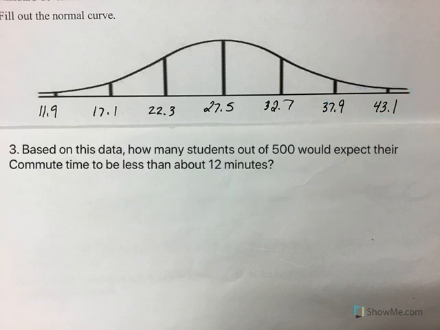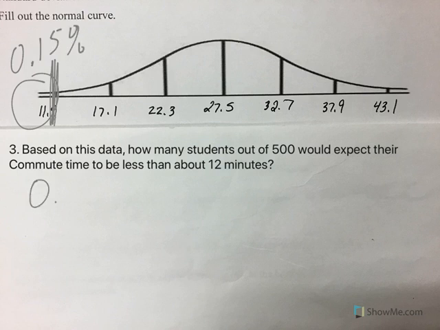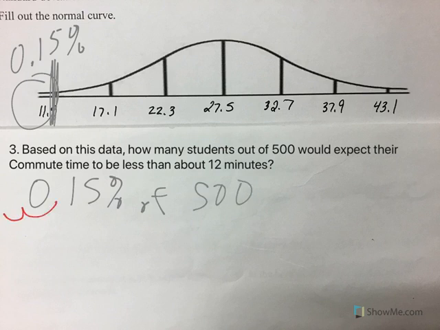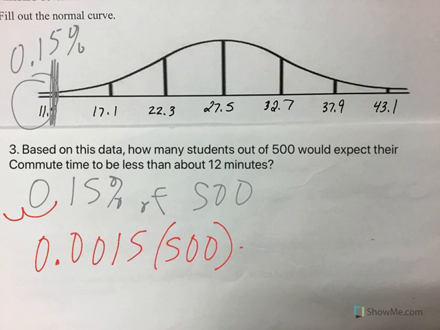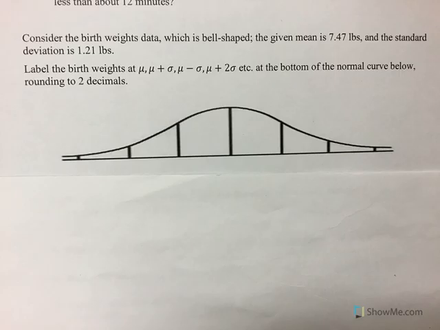Based on this data, how many students out of 500 would we expect their commute time to be less than about 12 minutes? Well, here's about 12. Less than that is 0.15%. So we're looking for 0.15% of 500. So let's change this percent to a decimal by moving it left 2 places or dividing by 100. Multiply that by 500 and we get 0.75, which is approximately 1 student. So about 1 student out of 500 would expect their commute time to be less than 12 minutes.